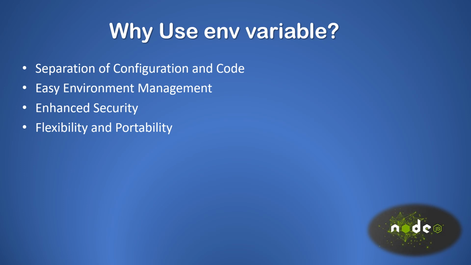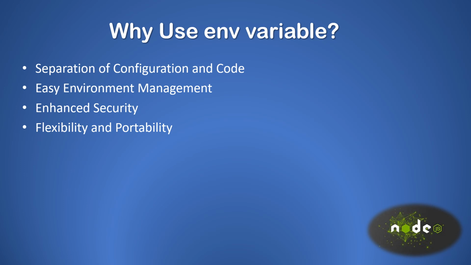So let's get started with a note on why we need to use environment variables. As you can see here, environment variables are mainly used to keep sensitive information like API keys out of our code base, right? So that is the main use of ENVs. So why use it, right?